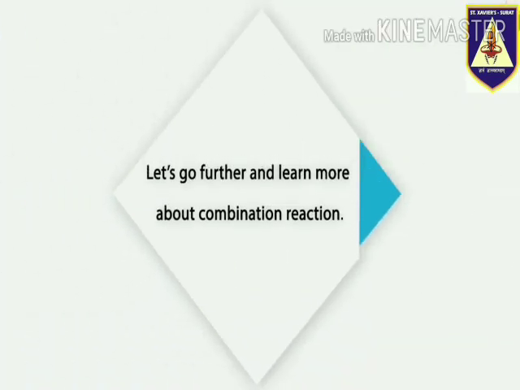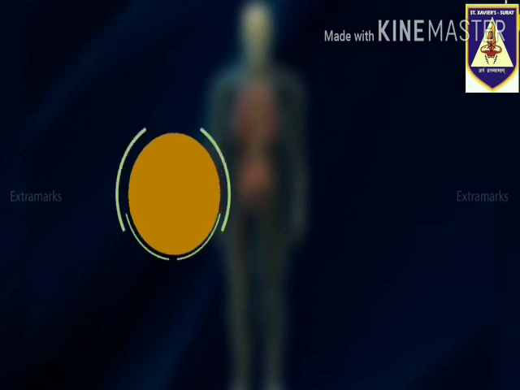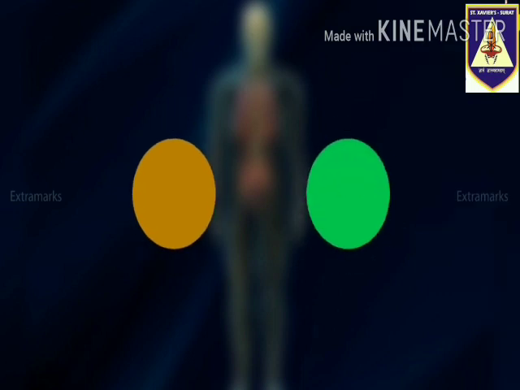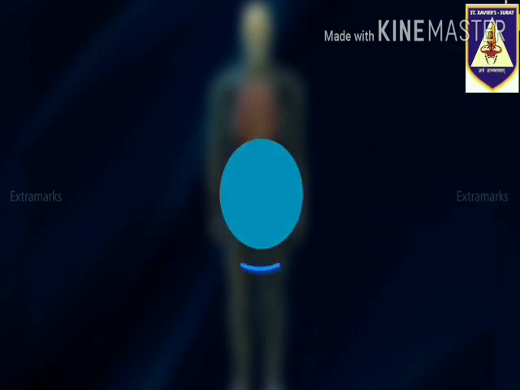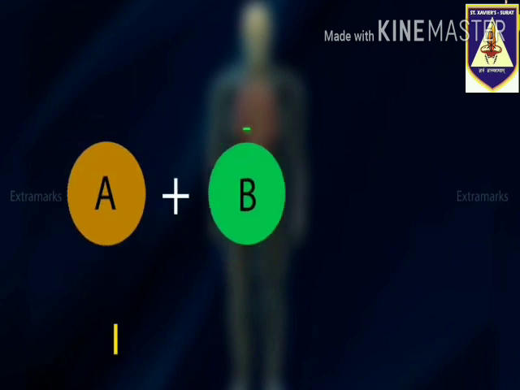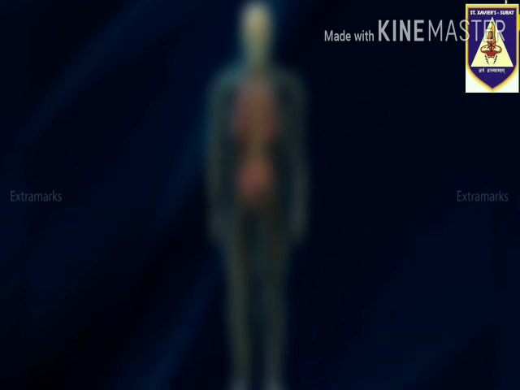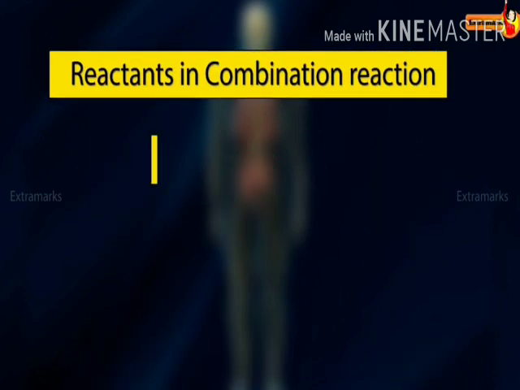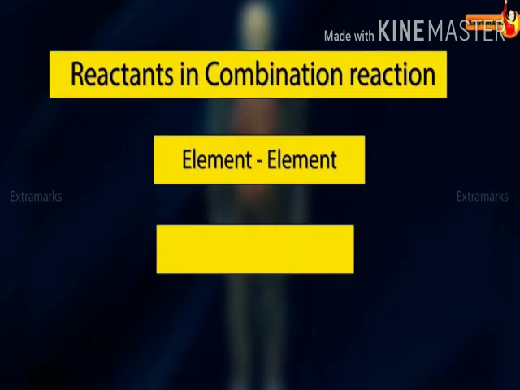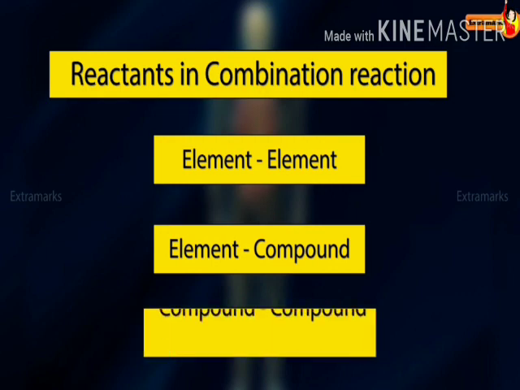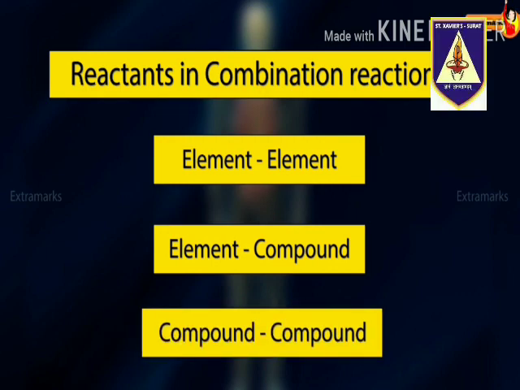Let's go further and learn more about combination reaction. In a combination reaction, two substances react to form a single product. For example, in general, A reacts with B to form a single product AB. Notice here the product formed is always a compound. For a combination reaction to take place, the reactants could be a combination of two elements, an element and a compound, or the combination of two compounds.